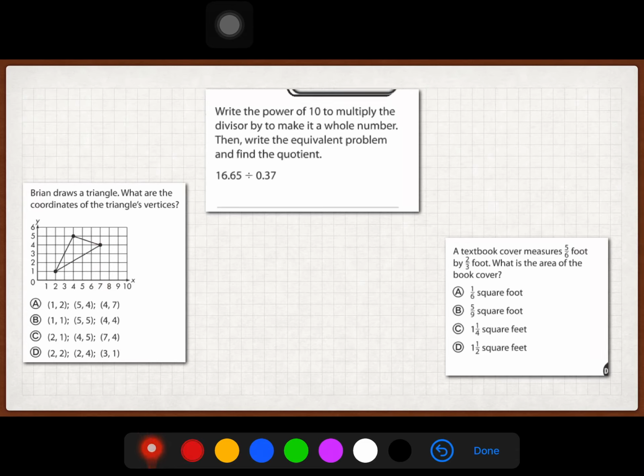Let's go on to number 2, the middle one. Write the power of 10 to multiply the divisor by to make it a whole number. Then write the equivalent problem and find the quotient. The math problem would be set up like this, and we can't divide when we have a decimal in my divisor. What power of 10 should we multiply by? That's right, you said the second power. So you're going to multiply it by 10 and by 100, 10 to the second power. You do the same inside in the dividend and put your decimal up in the quotient.